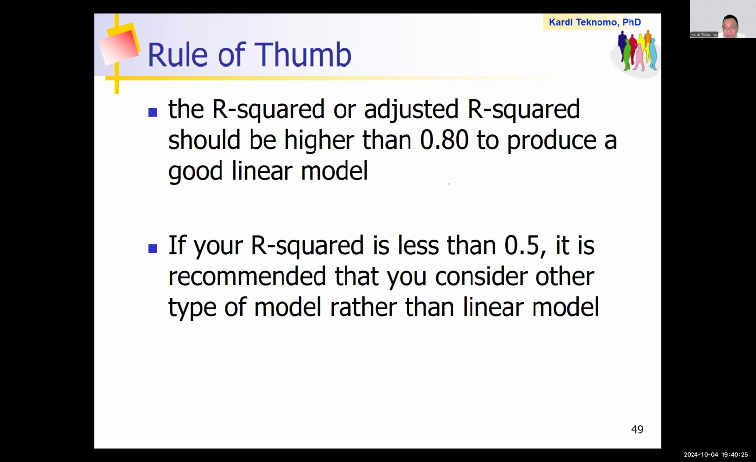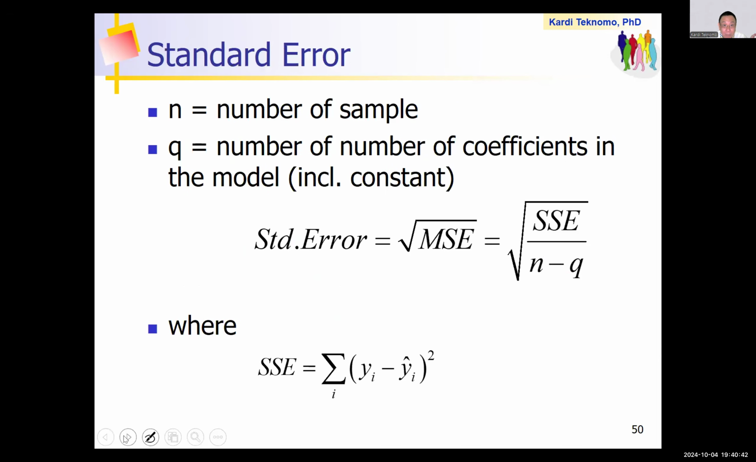For the rule of thumb, if the R square or the adjusted R square is higher than 0.8, then this is a good linear model, right? But if this is less than 0.5, then you probably want to use another model, maybe non-linear. Okay, and of course we can also compute the standard error. Data analysis in Excel produces this value, so this is just the formula to get that.